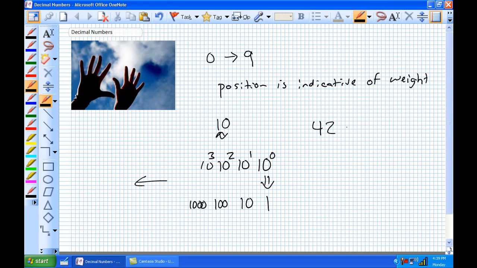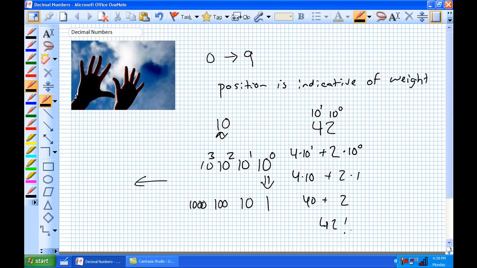So 42. What is 42? Well, the 2's in the 10 to the 0 spot. The 4's in the 10 to the 1 spot. It's basically the sum of the digits when each digit has been multiplied by its appropriate positional weight. So 2 times 10 to the 0 plus 4 times 10 to the 1. So 4 times 10 plus 2 times 1. 40 plus 2. 42. No big surprise there.